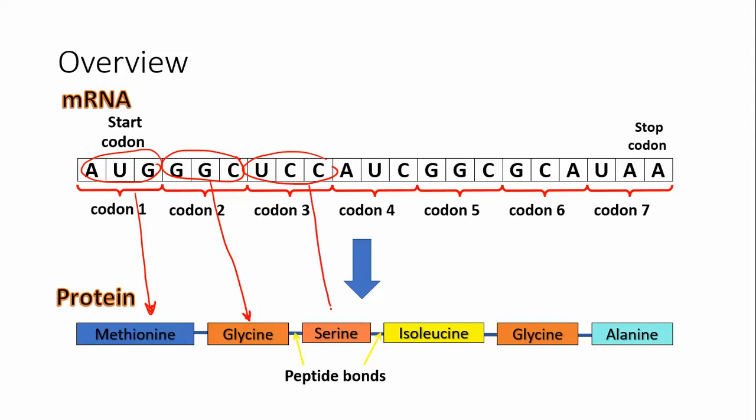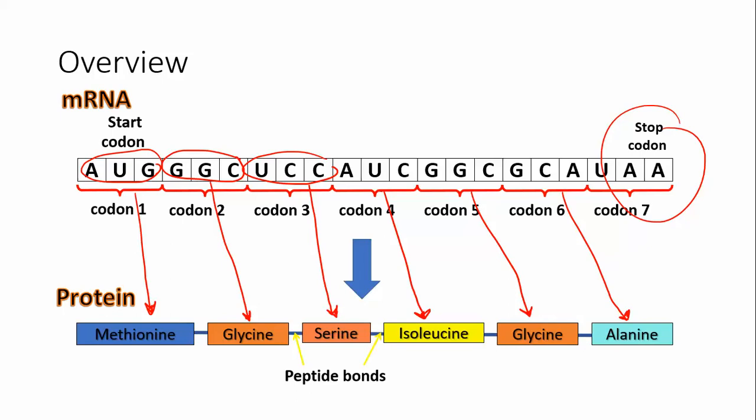The UCC codes for serine, AUC codes for isoleucine, GGC codes for glycine, GCA codes for alanine, and you'll notice there's nothing after that because we have a stop codon at the end. It doesn't signal another amino acid. What it signals is this protein is done, and it allows the entire ribosome to kind of fall apart and everything.